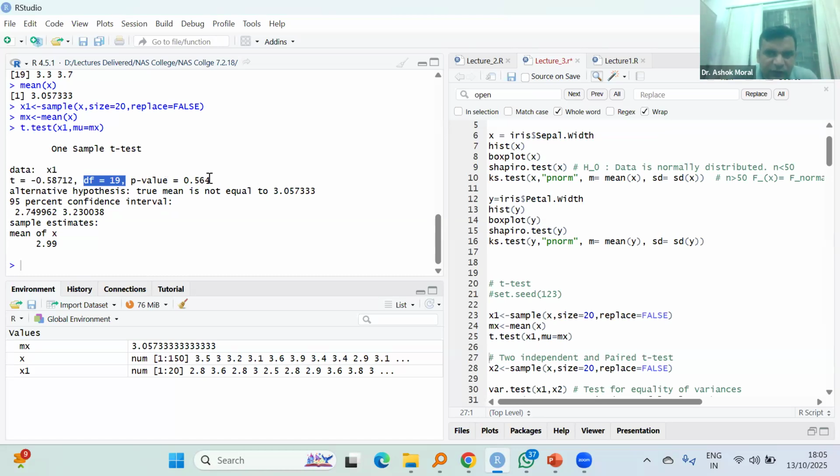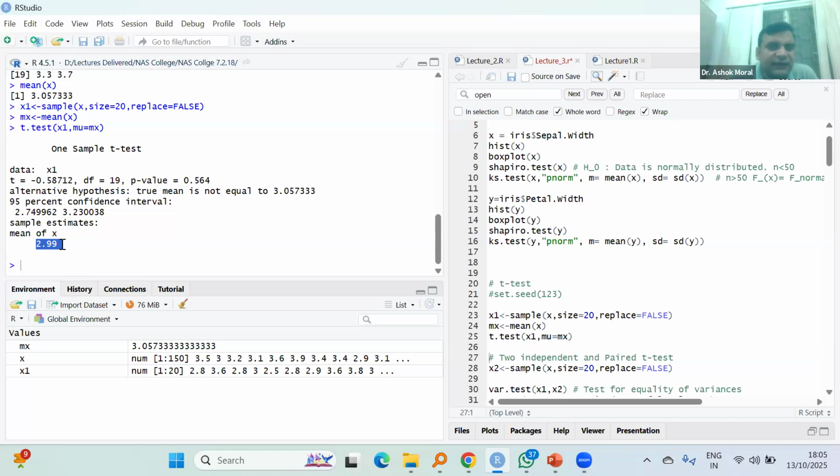And the p-value is what? P-value is 0.564. So again, this p-value is greater than 0.05. So we do not reject the null hypothesis. So we do not reject the null hypothesis means what? Means that the mean of this sample is equal to 3.05.